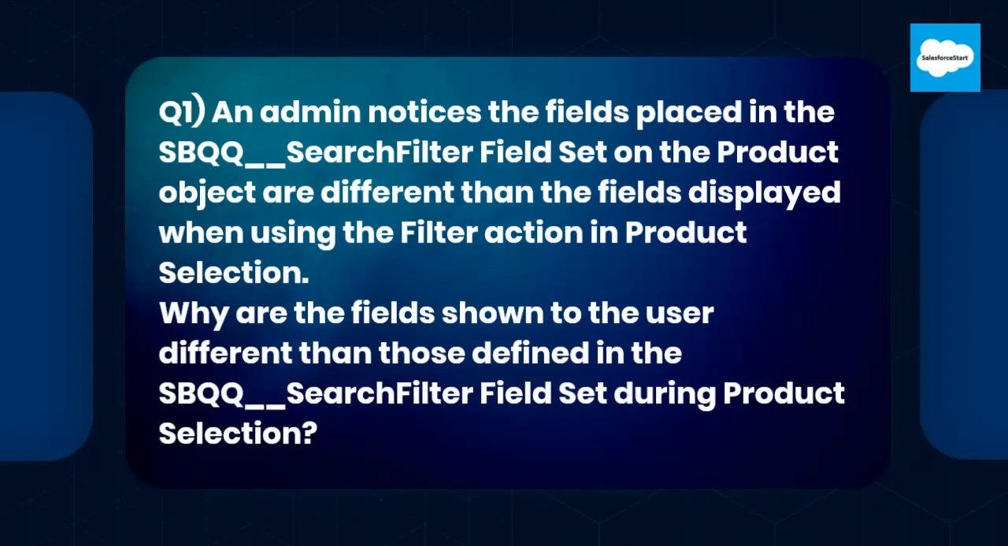Q1. An admin notices the fields placed in the SBQQ__SearchFilter field set on the Product object are different than the fields displayed when using the filter action in product selection. Why are the fields shown to the user different than those defined in the SBQQ__SearchFilter field set during product selection?